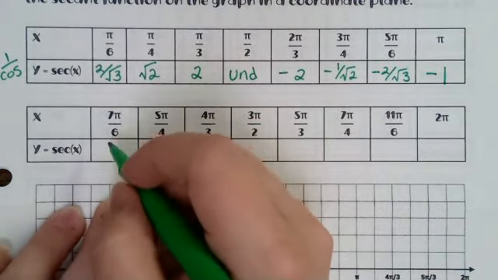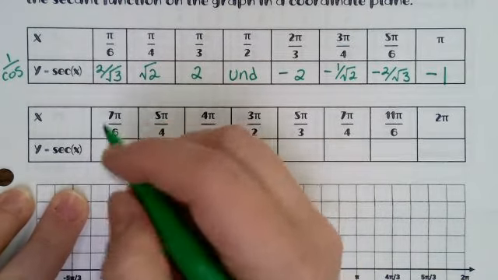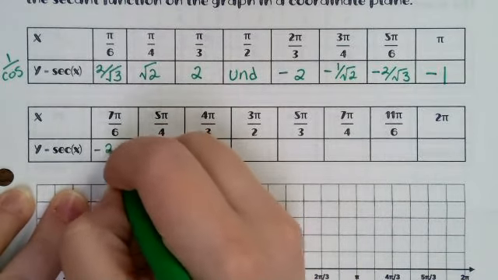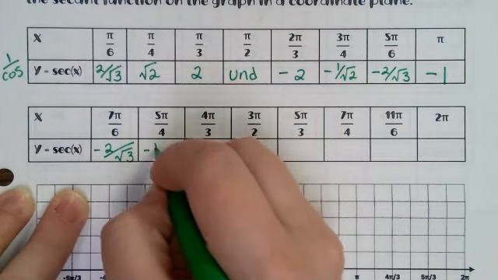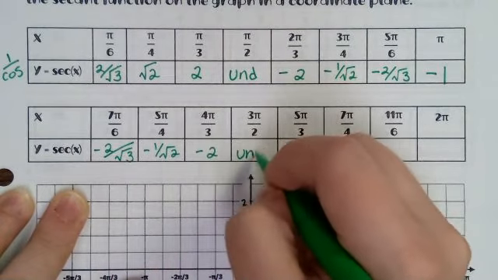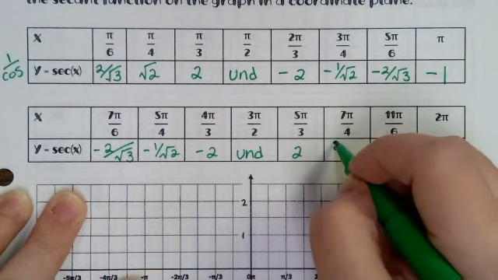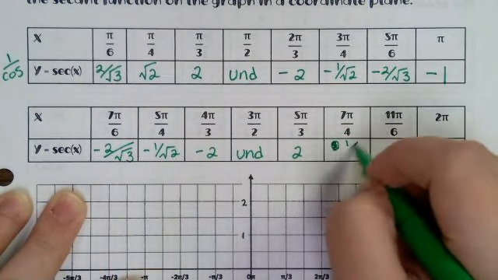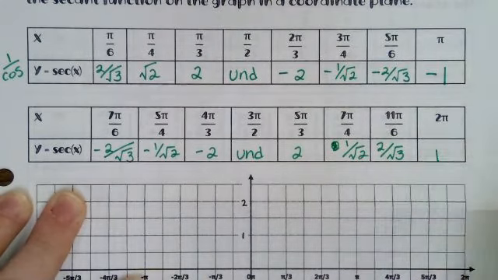Down here, these values don't 100% repeat from the ones above, so you've got to watch out. This is going to be -2 over square root of 3. This is -1 over square root of 2. This is -2, undefined. Then we get our positives. This should be 1 over square root of 2. Then this guy, 2 over square root of 3, 1.